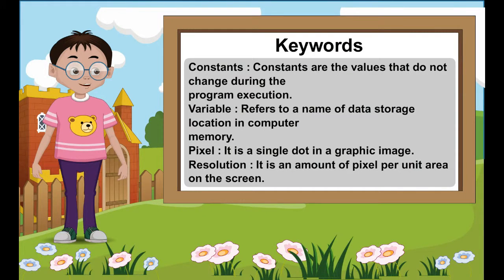Keywords. Constants. Constants are values that do not change during program execution. Variable. A variable refers to the name of a data storage location in computer memory. Pixel. It is a single dot in a graphic image. Resolution. It is the amount of pixels per unit area on the screen.